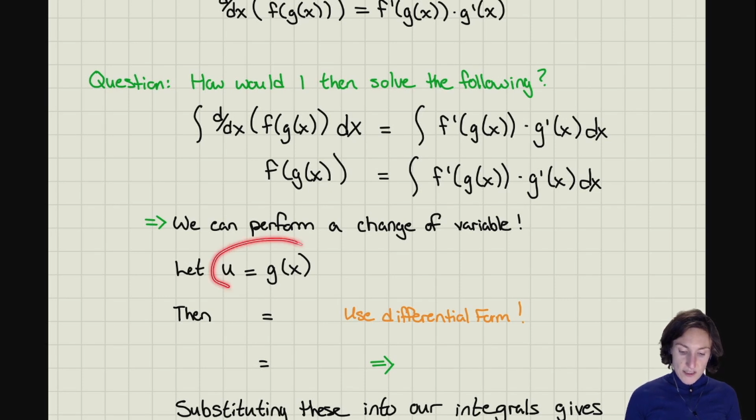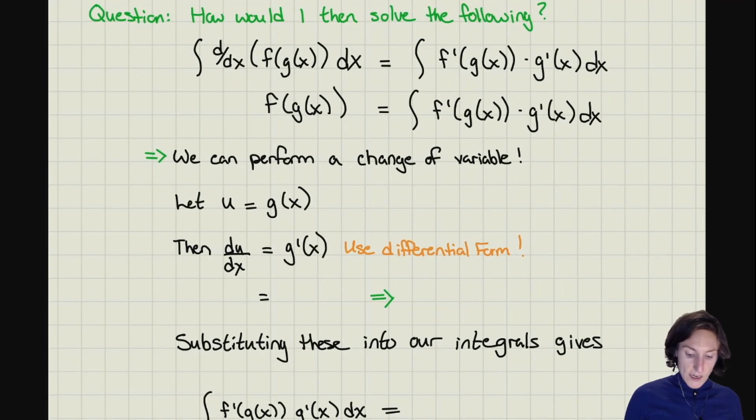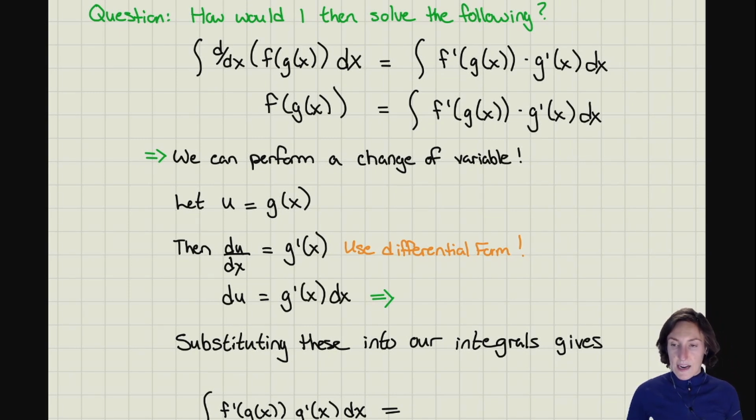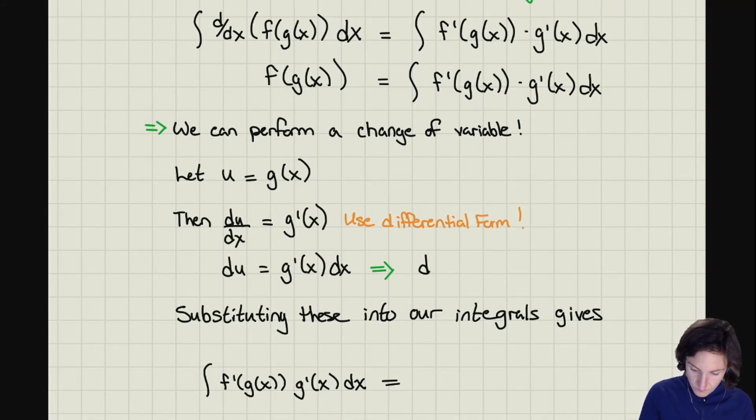Now, if I differentiate this expression with respect to x, so I have du dx, in other words g prime of x, we write it in differential form. So I cross multiply my dx, and I get du is equal to g prime of x dx. Now, why would I want to do this in differential form? When we're actually doing these problems, you don't have to do this step. You can jump straight to here. The reason we're looking at differential form is because I want to isolate for my dx.